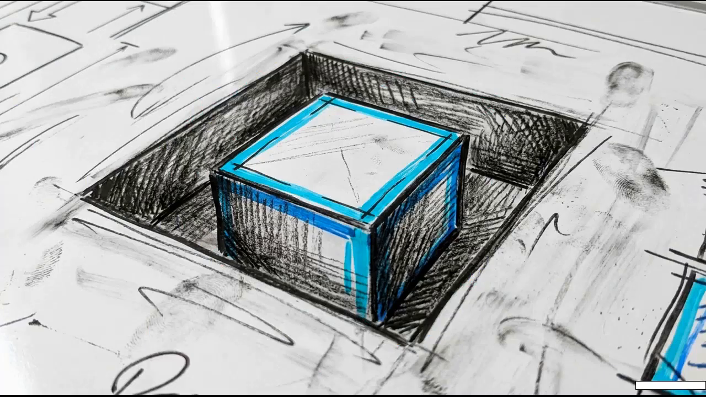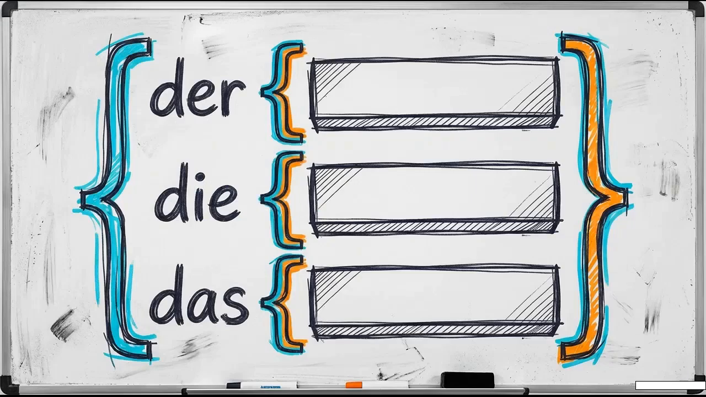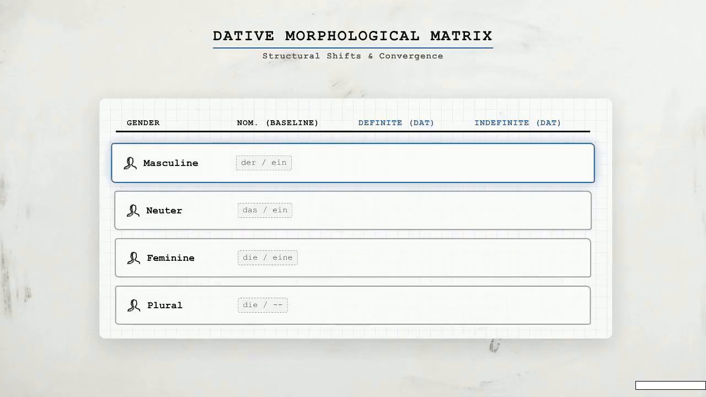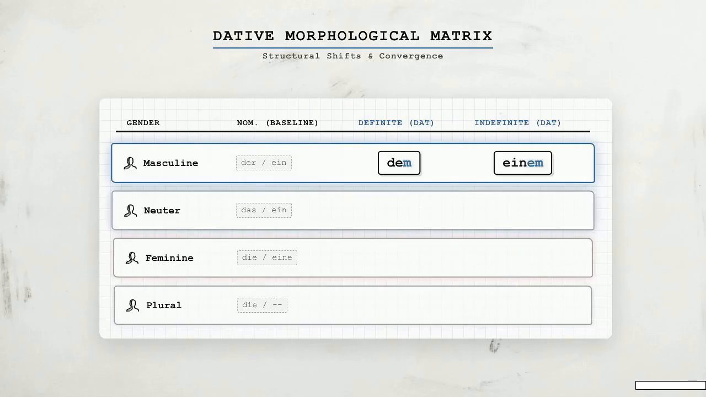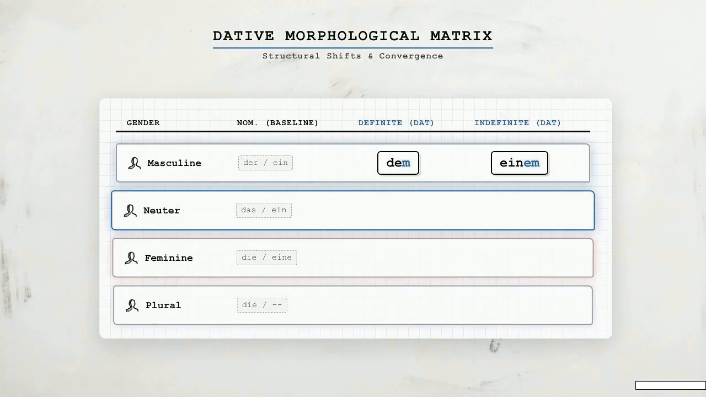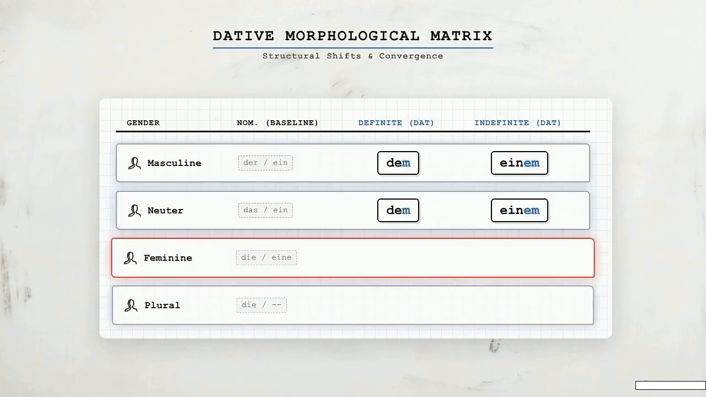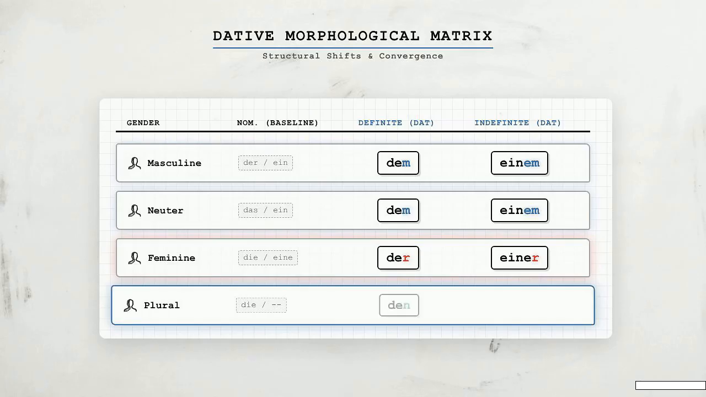The bedrock of this system relies on morphological shifts. The case requires a complete change in how articles are formed before a noun. This comparative matrix maps the specific structural shifts, starting with the masculine gender. In the dative, masculine definite articles become dem, and indefinite articles become einem. The neuter shift converges perfectly with these forms. Its definite article is also dem, and its indefinite is einem.